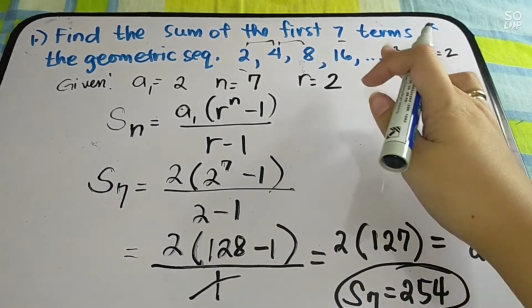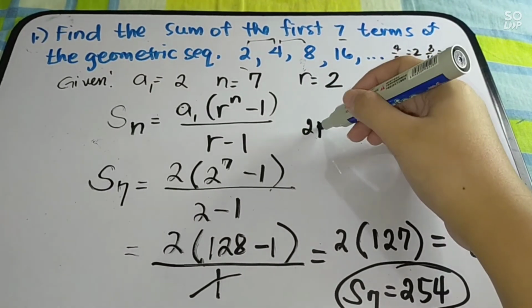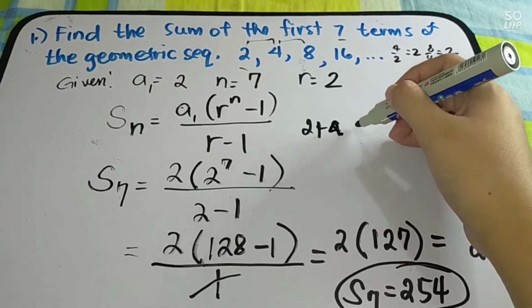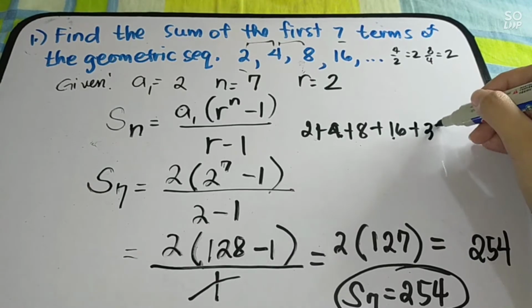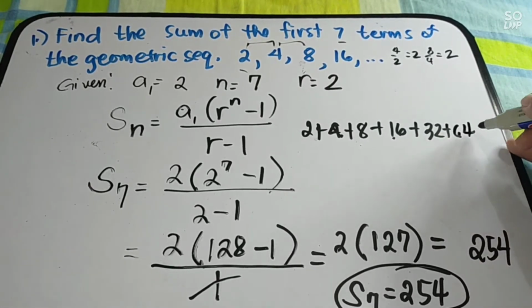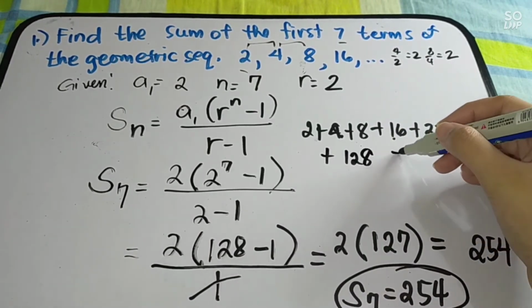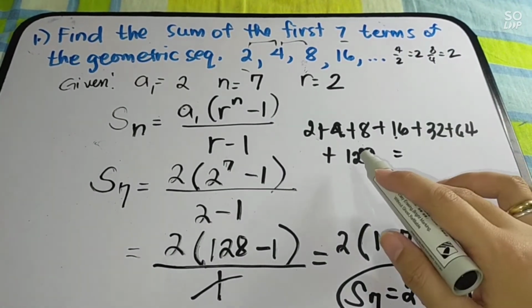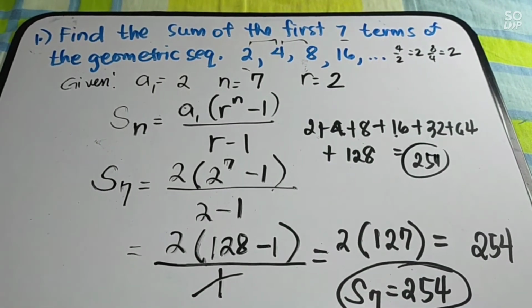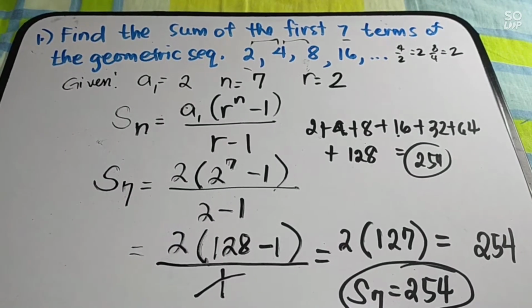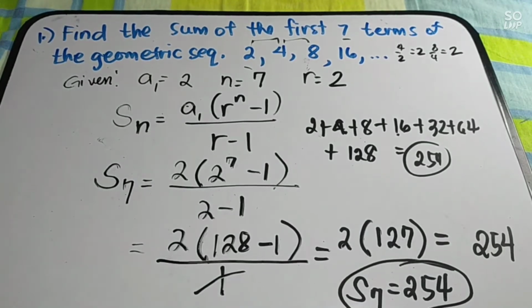Pwede ka na yung magmano-mano dyan kasi 7 terms lang naman at maliliit lang yung number. Diba? 2 plus 4 plus 8 plus 16. Ano susunod sa 16? Times 2 lang. 32 times 2, we have here 64 times 2, that is 128. Diba? 128. So, if you add them all, ang sagot din dyan is 254. So, same pa rin. Is it clear? So, that is how you are going to use the formula in solving geometric series.